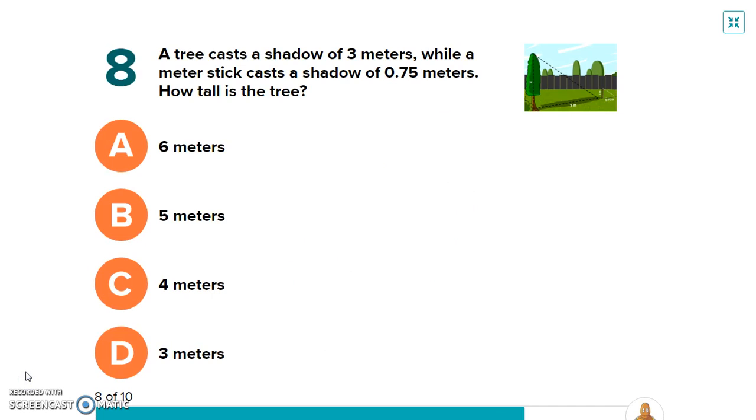Question 8. A tree casts a shadow of 3 meters, while a meter stick casts a shadow of 0.75 meters. So we know the meter stick is 1 meter long, and it casts a shadow of 0.75 meters. We can set this up as a proportion. So we have x over 3 equals 1 over 0.75. And then we can cross multiply, and we can figure out that x is going to equal 4 meters. So the tree is 4 meters tall.